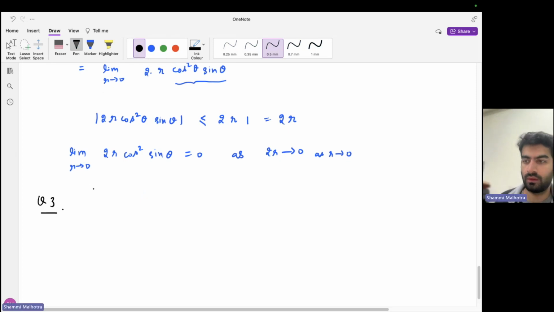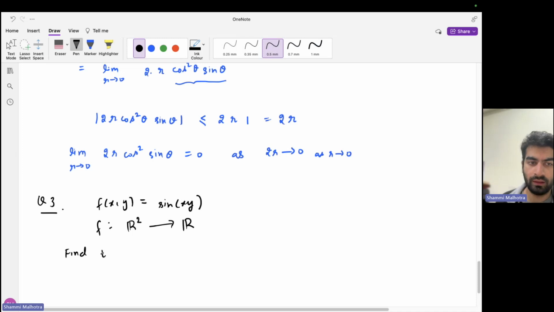So my next question is, let's say I'm defining a two variable function as f(x,y) equal to sine of xy. This function is from R2 to R. What I would like to do is find the range of this function.